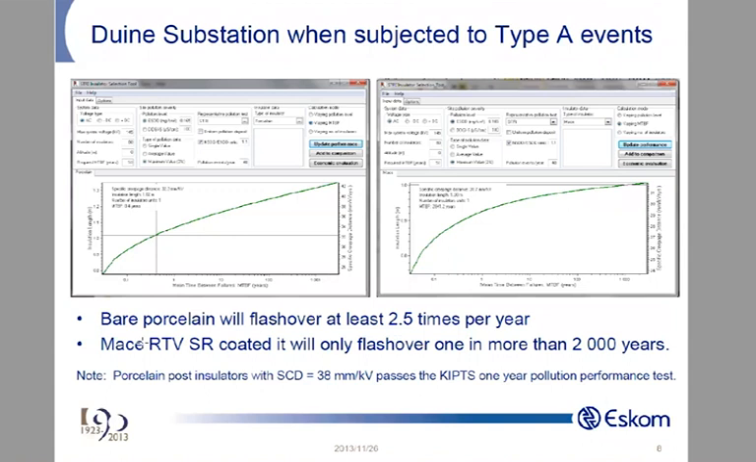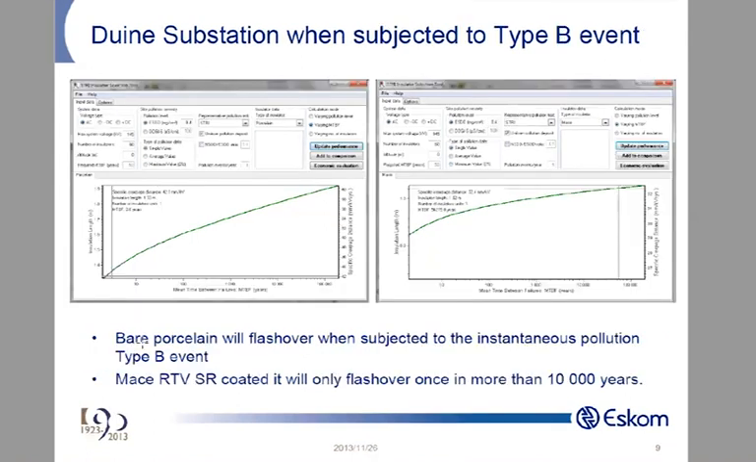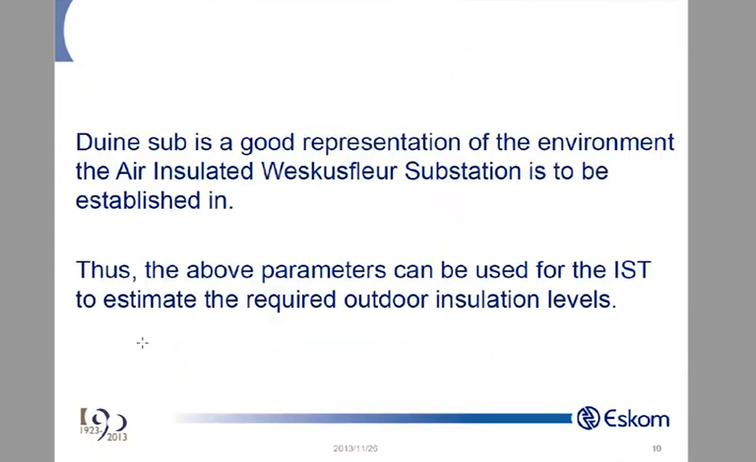But remember, that is for pre-deposit type of pollution. With a pre-deposit pollution event, we will have 2.5 flashovers per year for the bare porcelain, and we're looking at the coating. Now, we need to say, what if this is exposed to that severe pollution event? Well, the porcelain will flash over every time. But the coating, no problem. Our tool works. So we're happy.